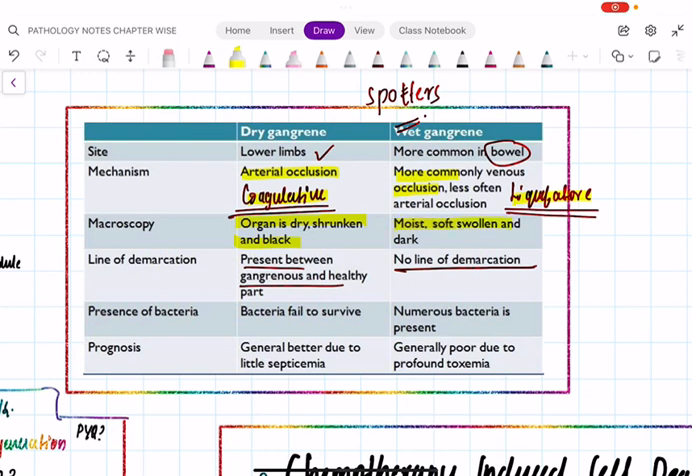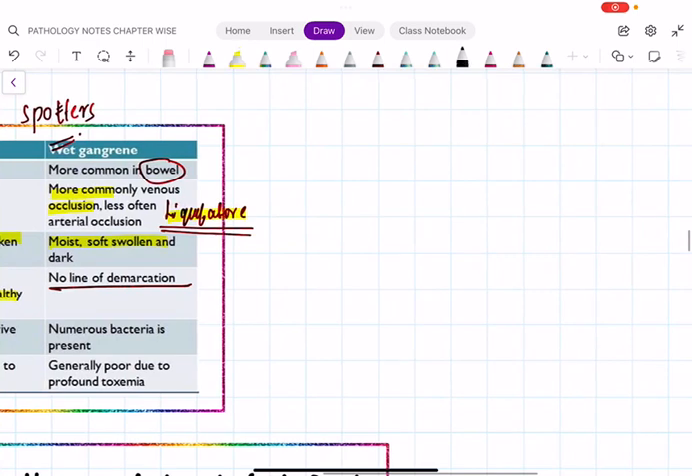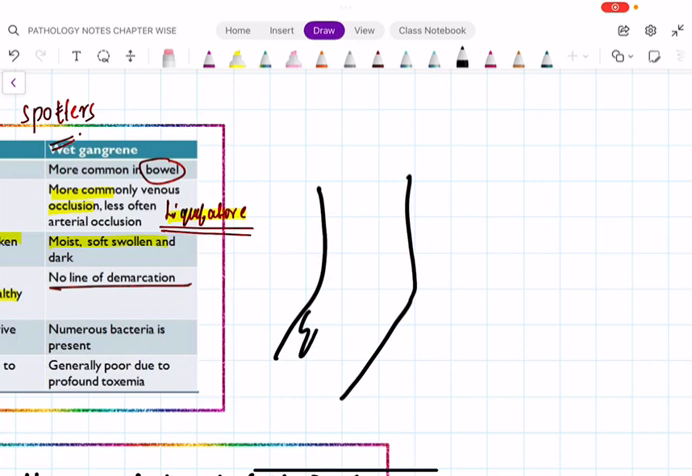Line of demarcation. This is very, very important. The line of demarcation will be present between the gangrenous and healthy part. For example, this is the foot of the patient. This area is the gangrenous area, and these are the healthy areas. I am writing H. So you can see a well-defined line of demarcation.